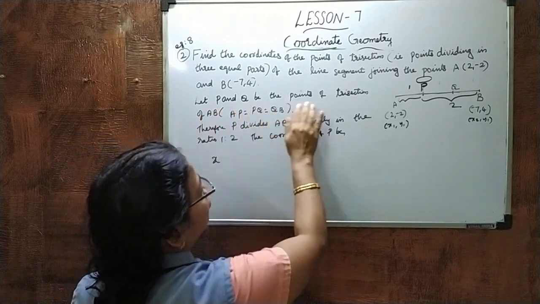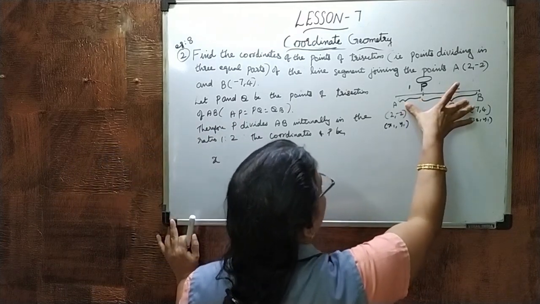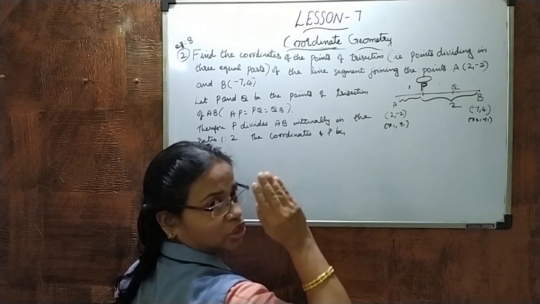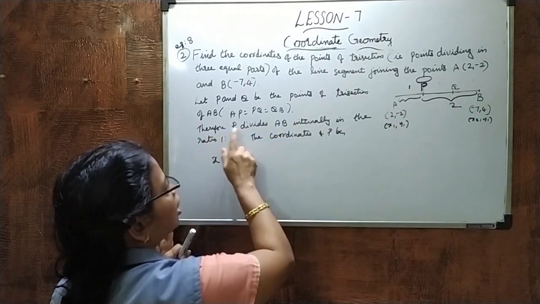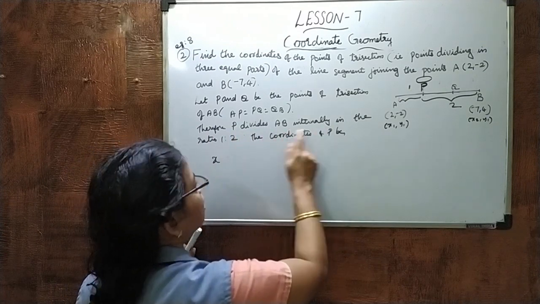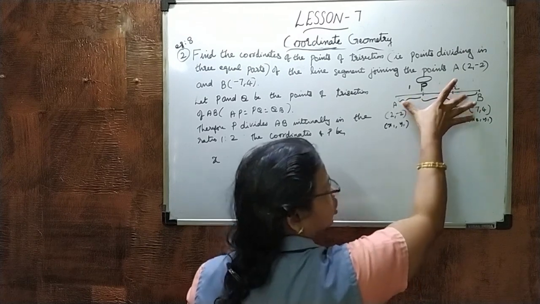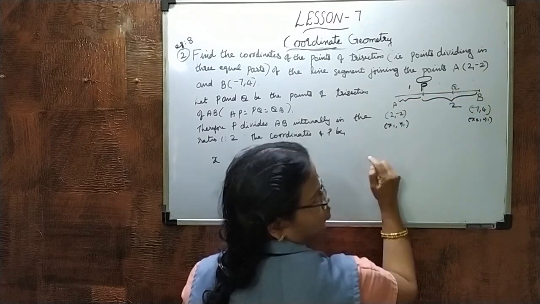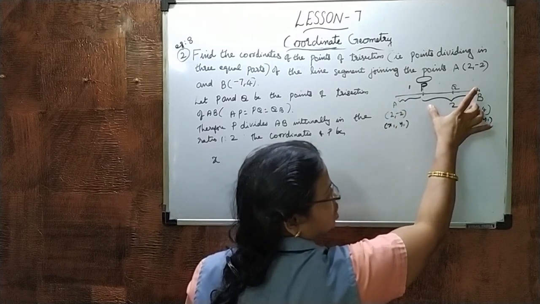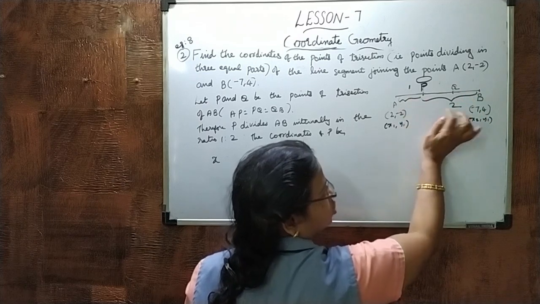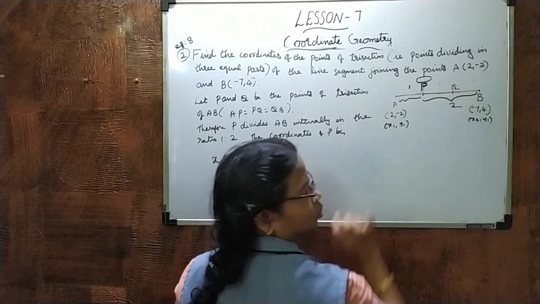Let P and Q be the points of trisection of AB. So P and Q are the points of trisection, making AB into 3 equal parts. Therefore P divides AB internally in the ratio 1 is to 2. Here one part is there, then the balance is 2 parts, okay?